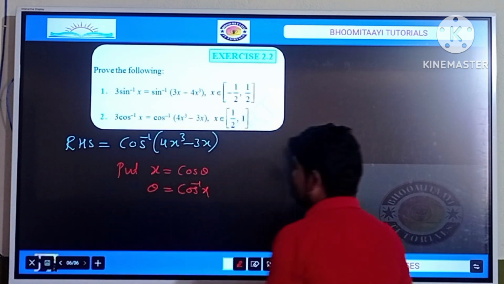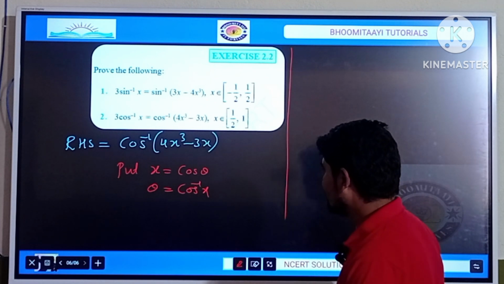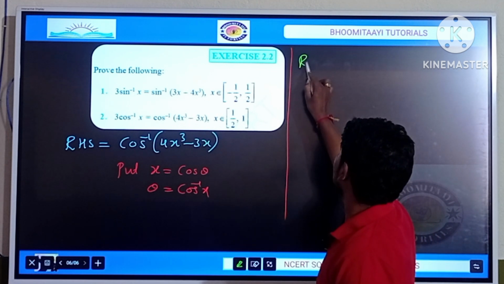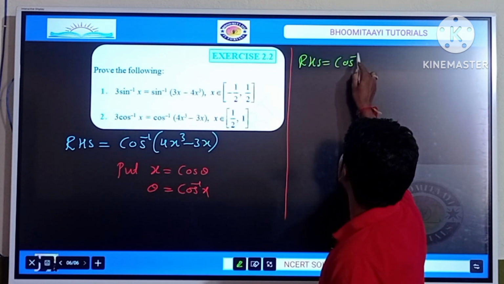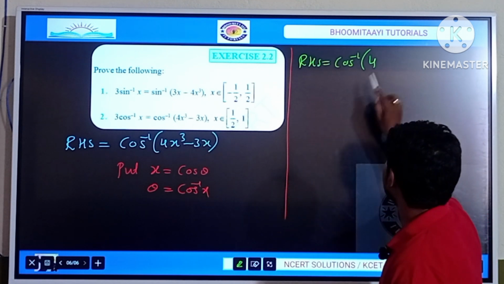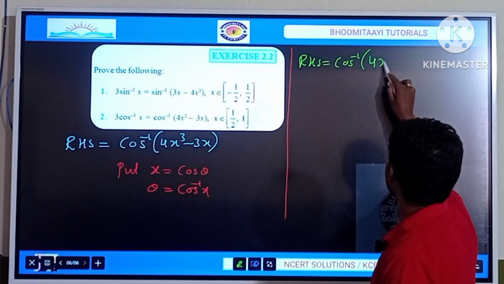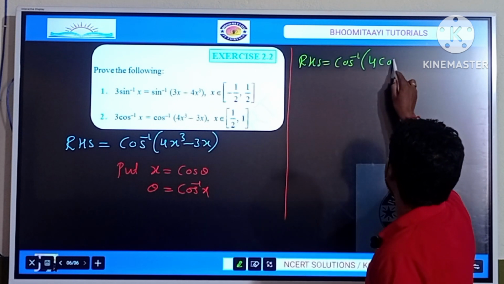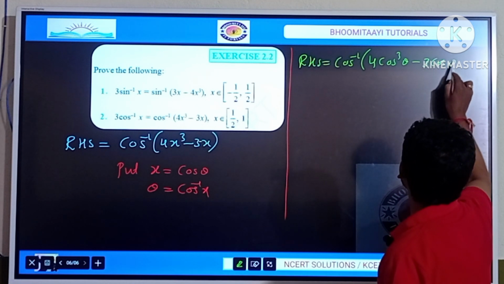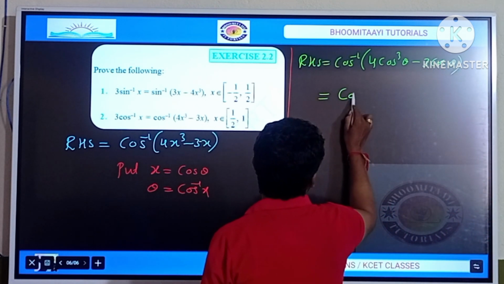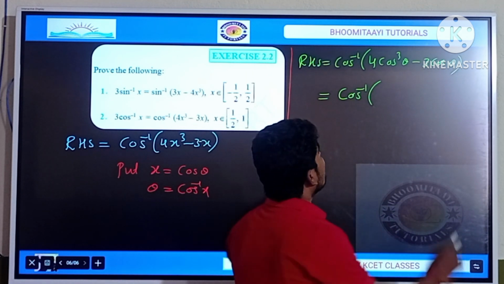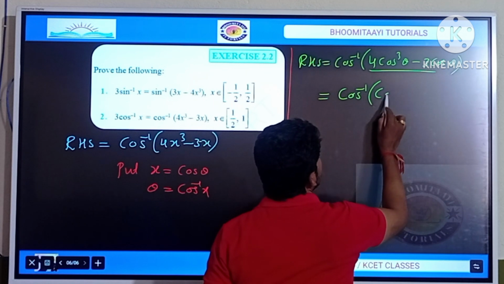Then, by substituting x equals cos theta in the RHS, the RHS becomes cos inverse of 4 into, if x is cos theta, x cube becomes cos cube theta, minus 3x. 3x means 3 cos theta. So observe here, cos inverse of 4 cos cube theta minus 3 cos theta. This is the formula for what? Cos 3 theta.